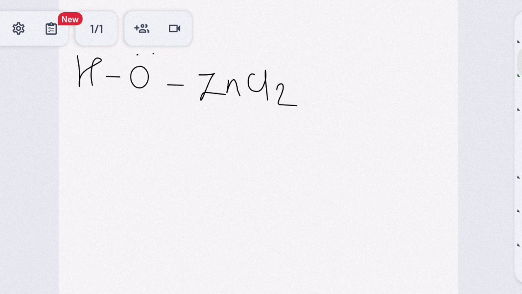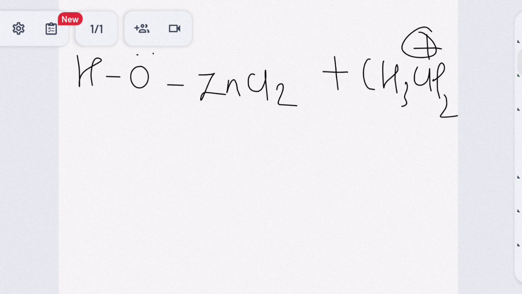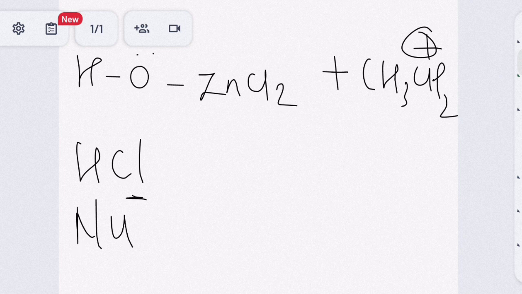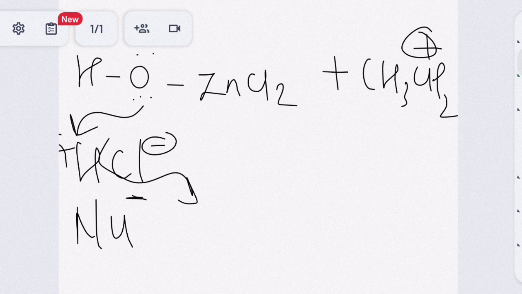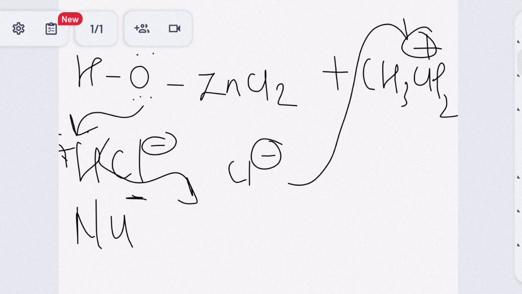Now the next thing, after the carbocation formation, HOZnCl2 is formed. When it reacts with this carbocation, here we also have HCl, which is a nucleophile. So this will attack this one because this will have a positive charge, and this will have a negative, and as we know Cl is a good leaving group, so it will leave. This will leave and this will get attached here. And this Cl minus will attack this carbocation.